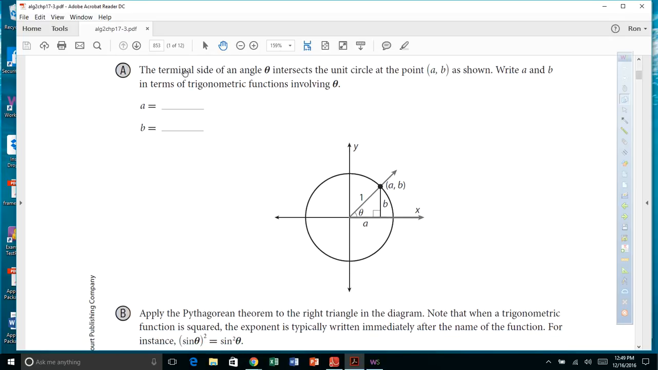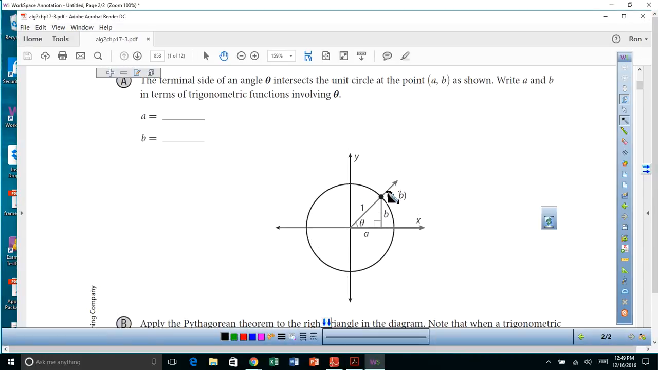So, the terminal side of an angle theta intersects the unit circle at the point (A, B), as shown. Write A and B in terms of the trigonometric functions involving theta. So A is the x value, right? So this is going to be cosine theta. B is the y value, so that's going to be sine theta.